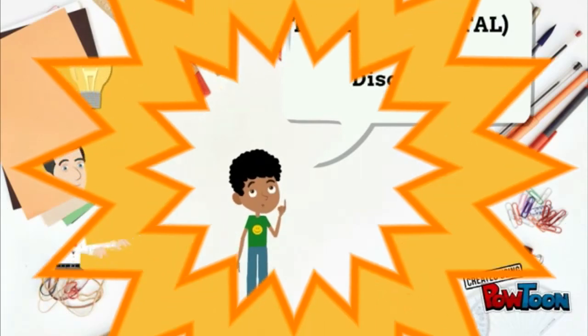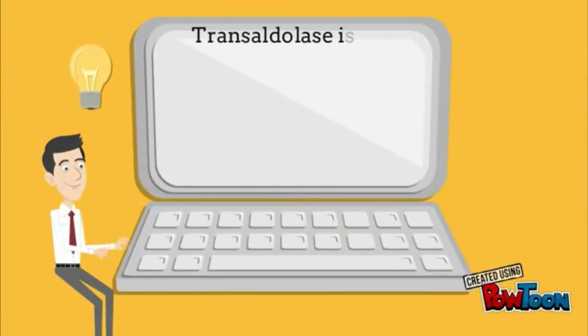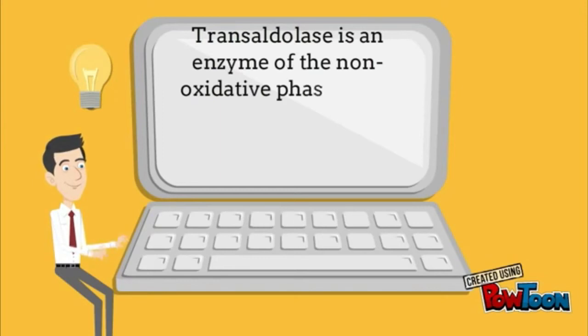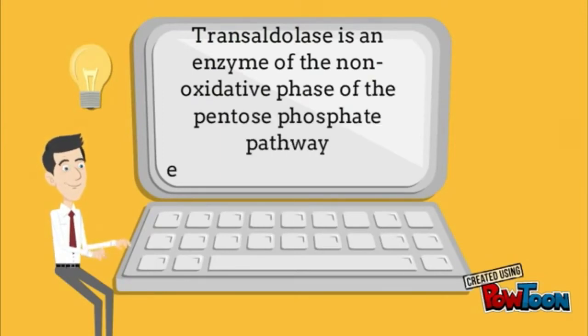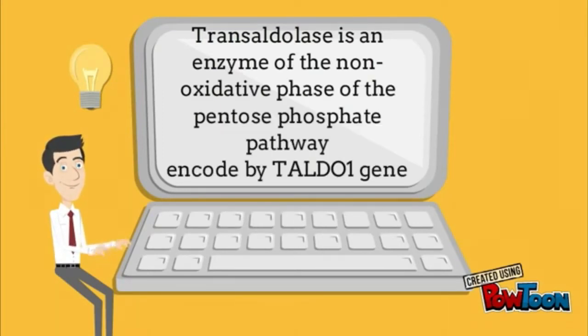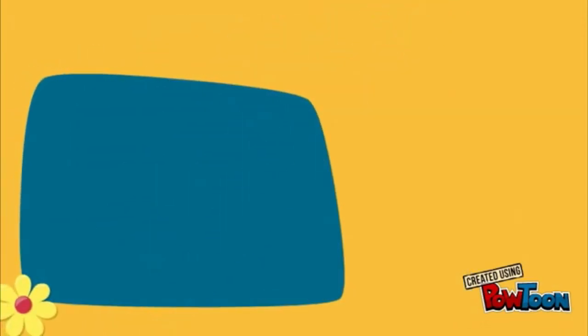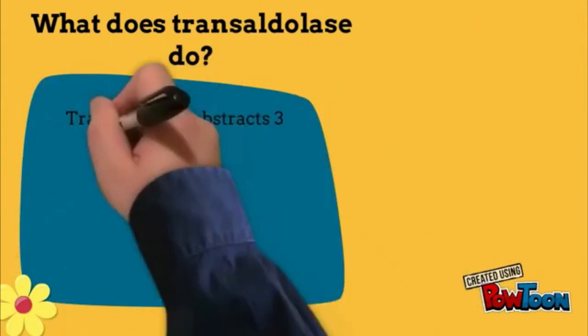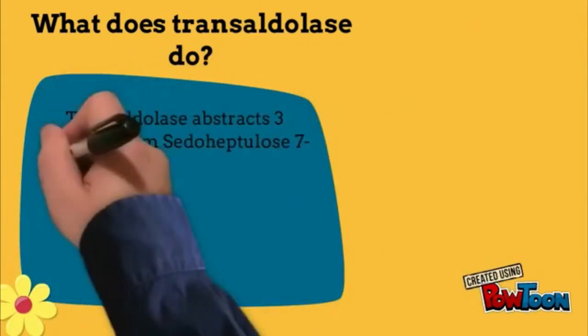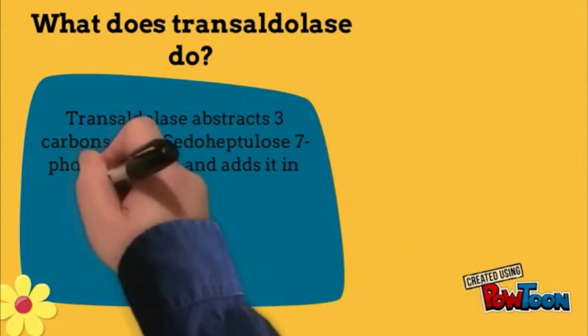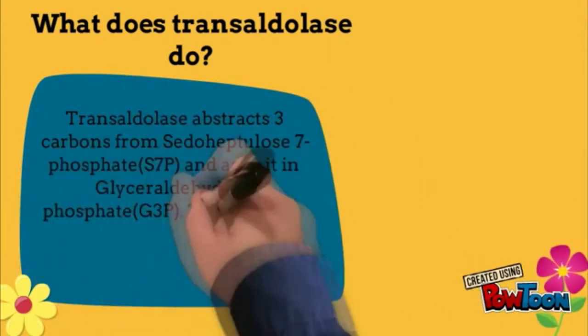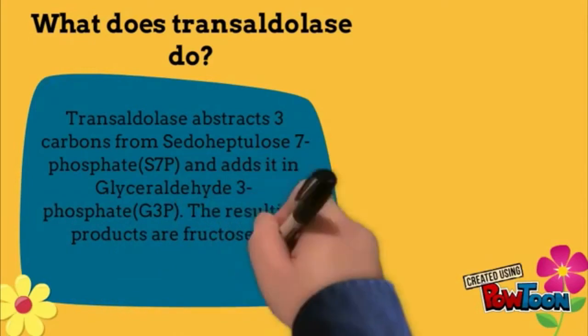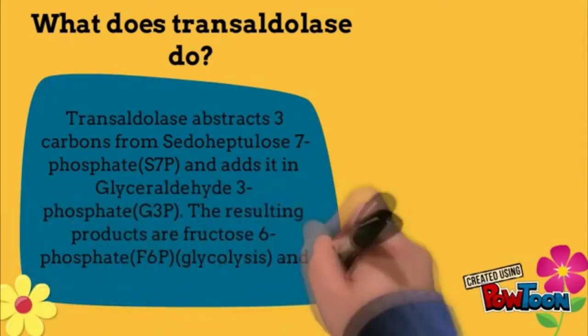Transaldolase disorder. Transaldolase is an enzyme of the non-oxidative phase of the pentose phosphate pathway. It is encoded by the TALDO1 gene. What does transaldolase do? Transaldolase abstracts 3 carbons from sedoheptulose 7-phosphate and adds them to glyceraldehyde 3-phosphate. The resulting products are fructose 6-phosphate and erythrose 4-phosphate.